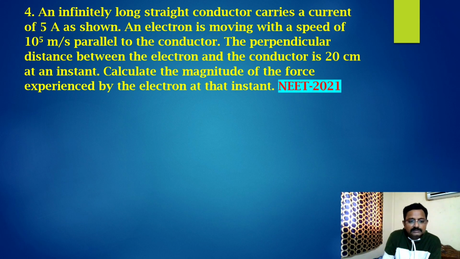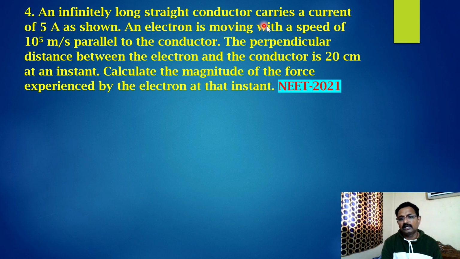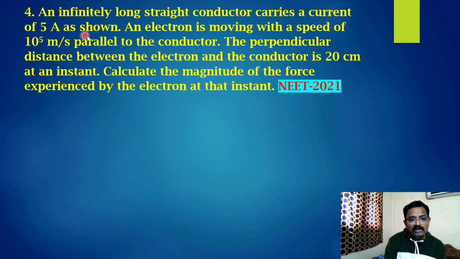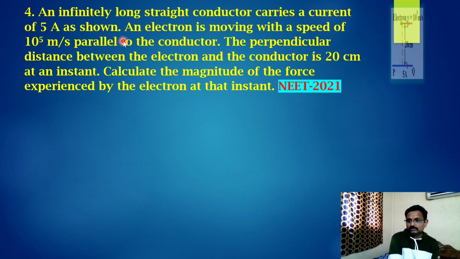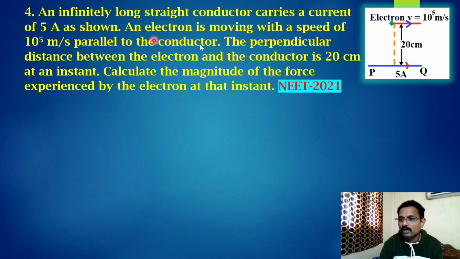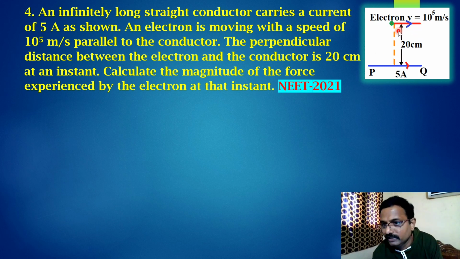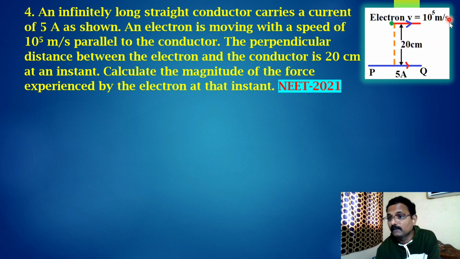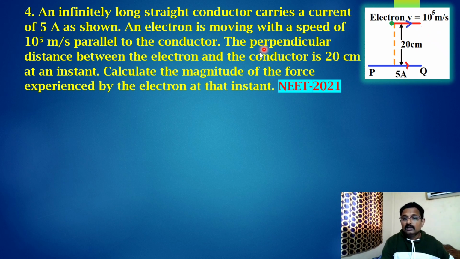Now the fourth question. An infinitely long straight conductor carries a current of 5 ampere as shown. Here the infinitely long straight conductor is PQ, through which 5 ampere current is flowing. An electron is moving with a speed of 10⁵ meter per second parallel to the conductor. The perpendicular distance between the electron and the conductor is 20 centimeter.